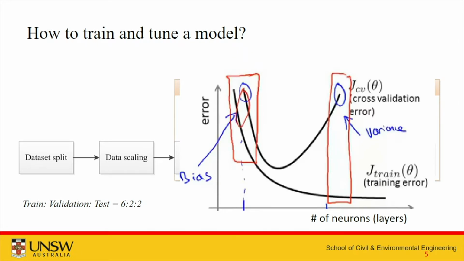The horizontal axis is the number of neurons, or you can call it layers, and the vertical axis is the error. It doesn't matter how complex your neural network is, the training error should keep decreasing. But the validation error will decrease first but increase later on. So the best neural network, we think, is when the validation loss reaches the bottom.